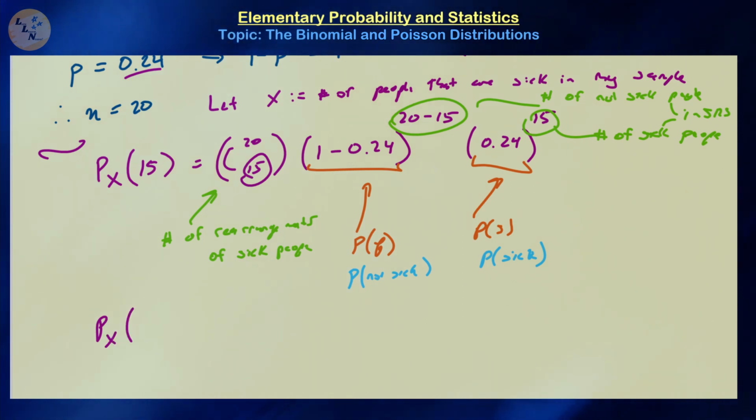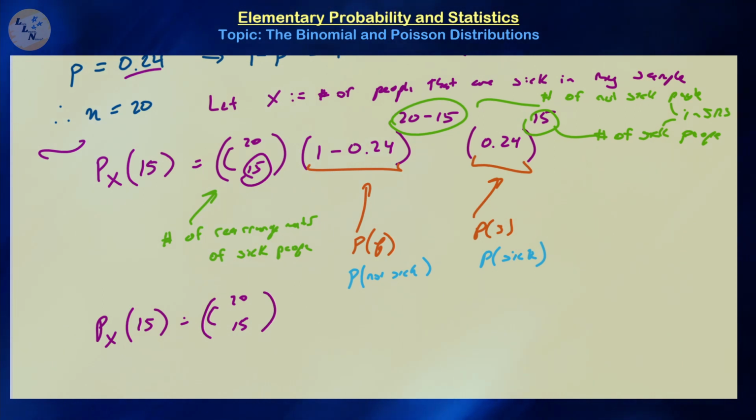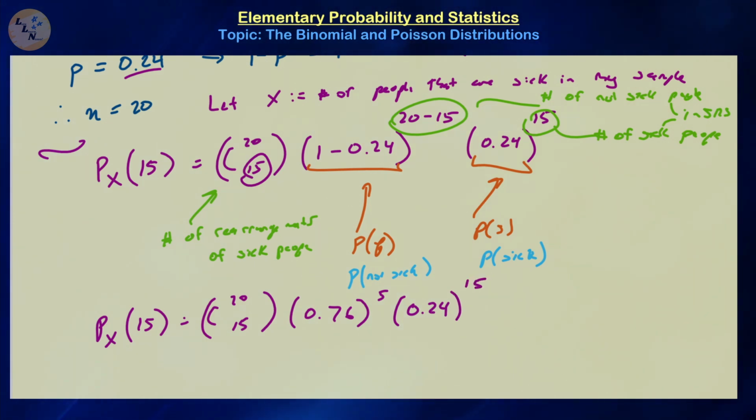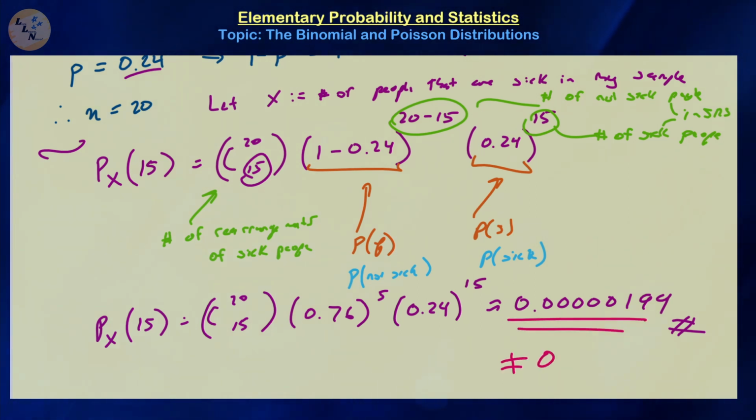So we have P(X = 15) is going to be equal to 20 choose 15 times 0.76 to the power of 5 times 0.24 to the power of 15, which is approximately equal to 0.123451999. Okay? Very important, this is not the same as 0. Okay? Because 0 means impossible. This is just approximately equal to 0.